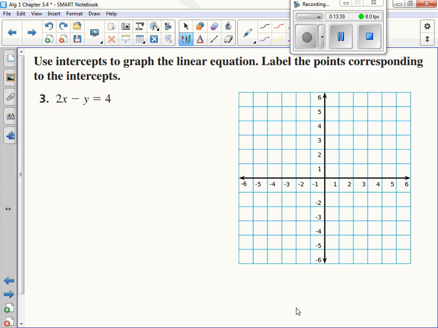All right. Let's look at this one here. So we want to find 2 points. And really what we're looking for is what is the y value when x is 0, and what is the x value when y is 0.